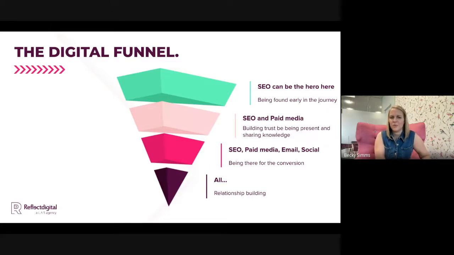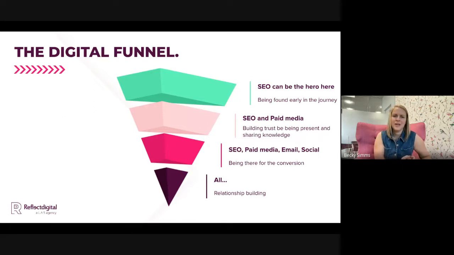Then as you come down the funnel and they start to consider more and they're starting to do their research, weigh up their options, SEO and paid media can play really well together here. At this point, it starts to make sense to pay for the traffic if we're not there organically, because we can see that there's a bit more intent, they're a bit more likely to convert.